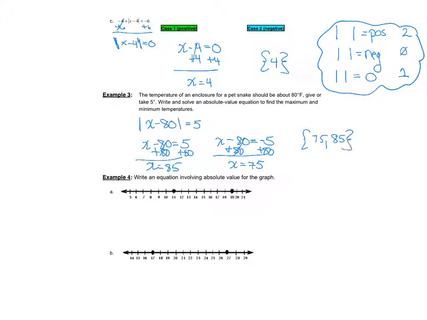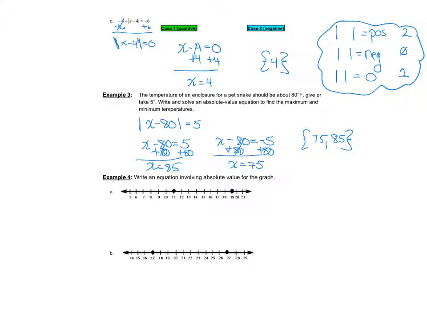And this makes more sense now if you think back. The temperature of an enclosure for a pet snake should be about 80 degrees, give or take 5 degrees. Well, if you have 80 degrees and you give or take 5, you're talking about giving it 5, which would add to 85. We're taking 5 away, which would be 75 degrees. So any of those degrees are acceptable for the temperature of the enclosure for the pet snake.